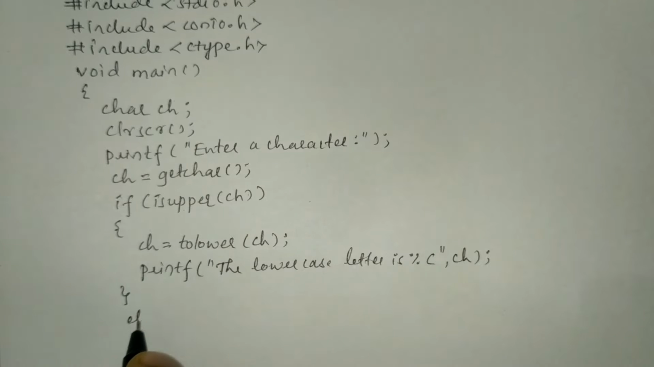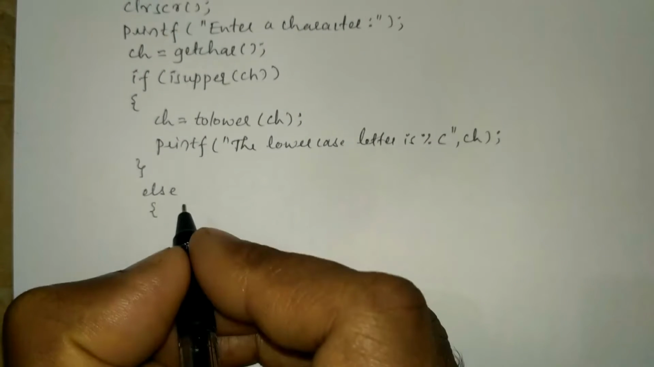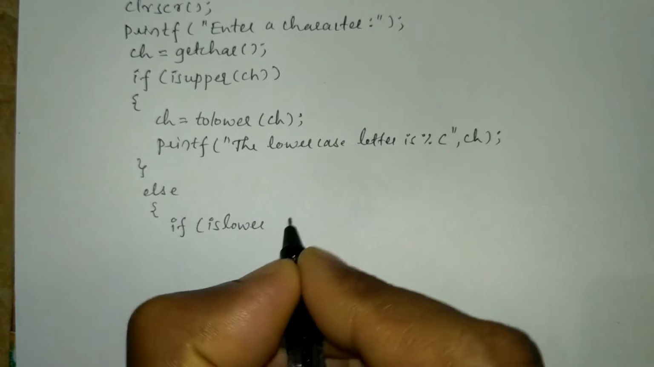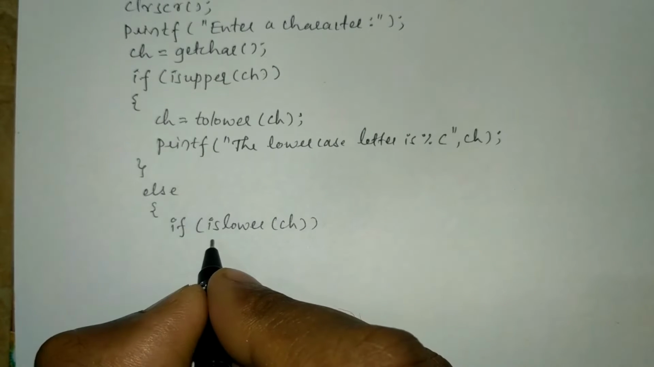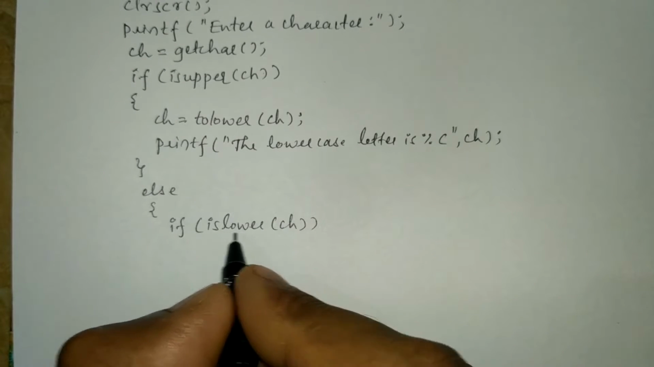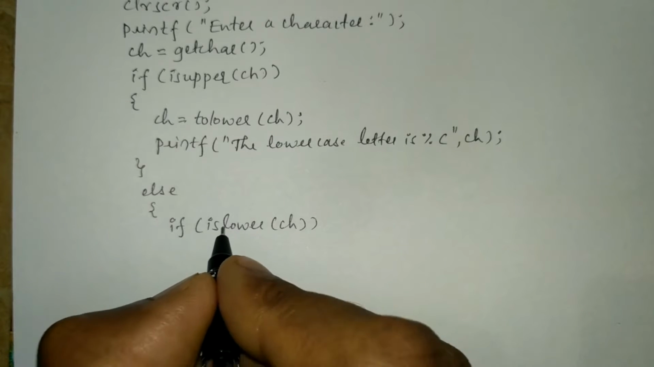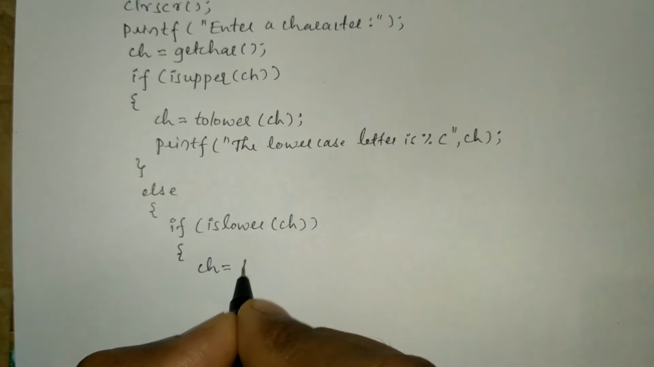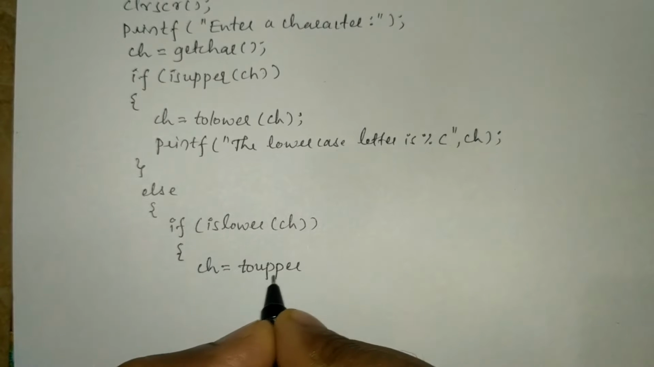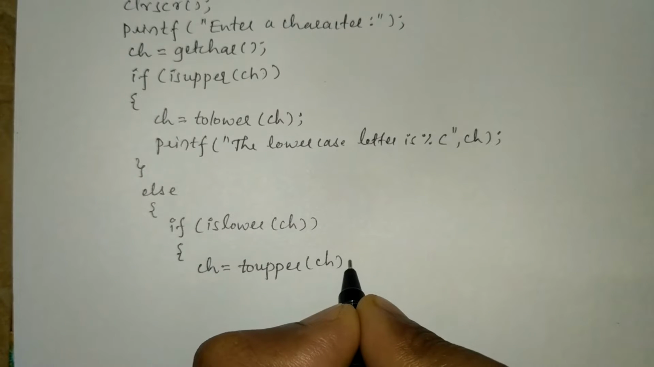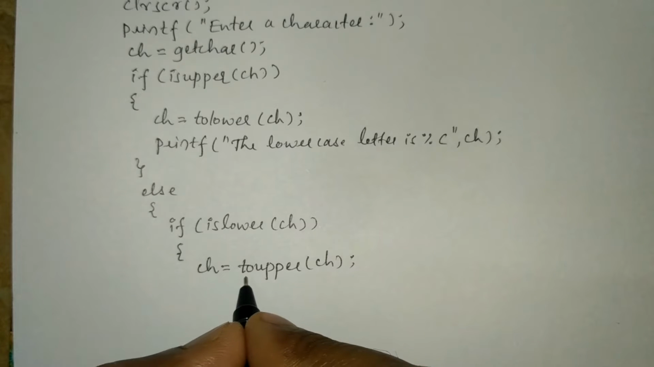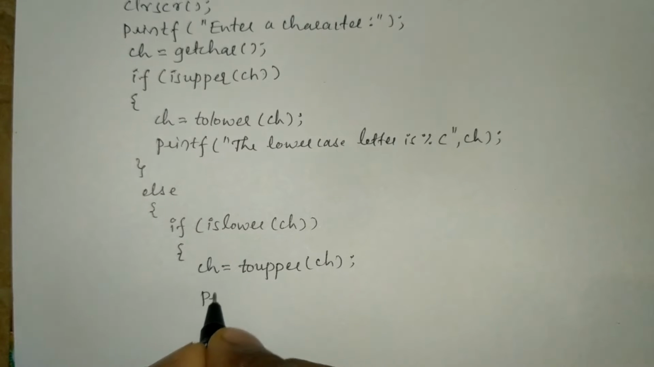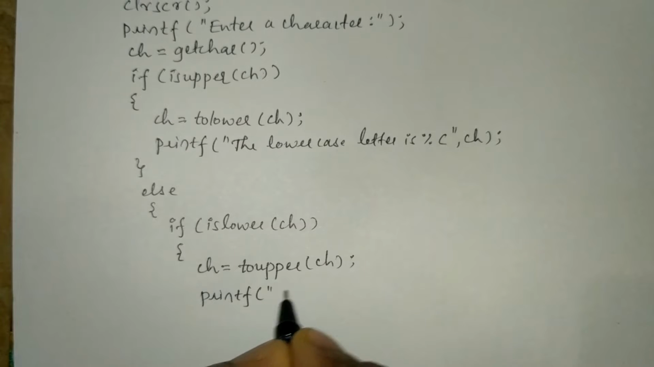Here I'm going to write else curly open brace, and here we are going to check one more condition, if islower. So this is one more inbuilt function which is used to check whether the character entered by the user is a lowercase letter, then it returns true. Next, curly open brace, and here we are going to write ch is equal to toupper. So this is one of the built-in functions present in ctype.h header file, and it is going to convert lowercase to uppercase, and it is assigned to the same variable ch. After this we have to print this character using printf statement.